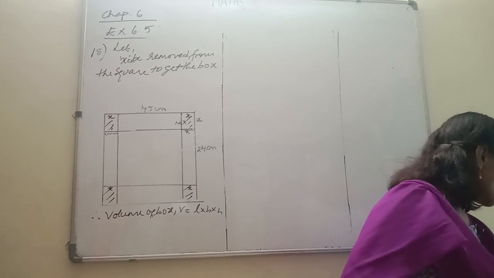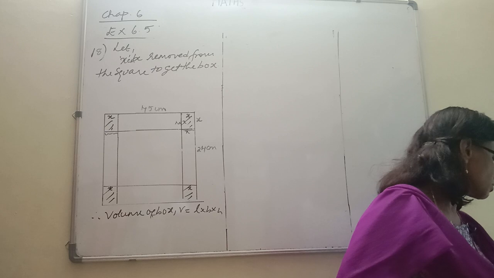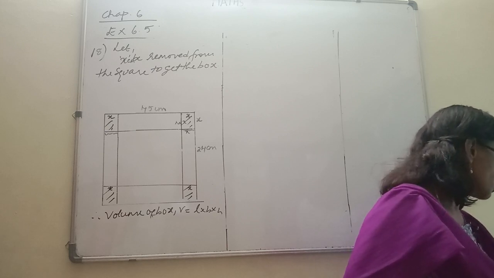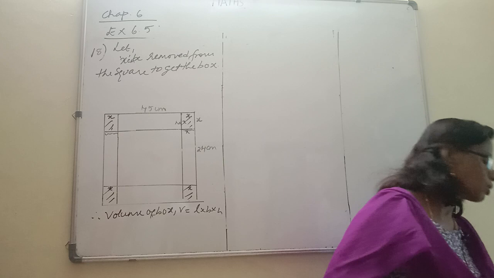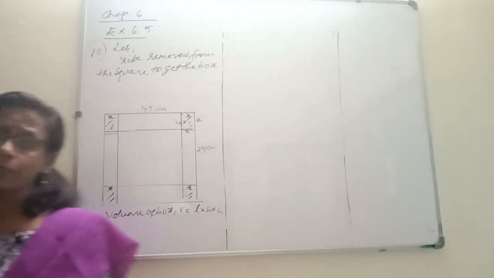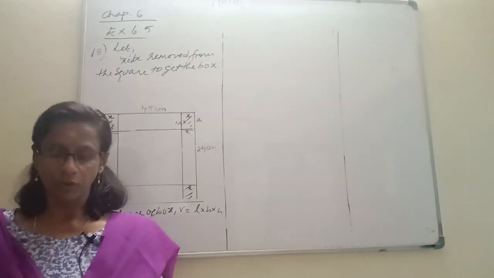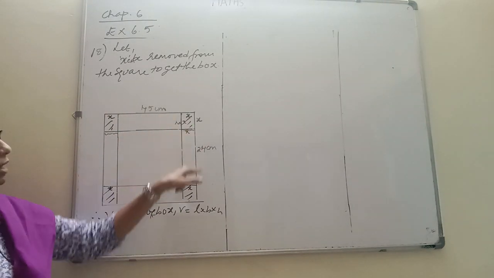It says that a rectangular sheet of tin 45 centimeter by 24 centimeter is to be made into a box without a top by cutting off squares from each corner and folding up the flaps. What should be the side of the square that has to be cut off so that the volume of the box is maximum? Exactly identical as before, but in problem number 18 we started with a square, and now we are going to start with a rectangle with dimensions 45 and 24.